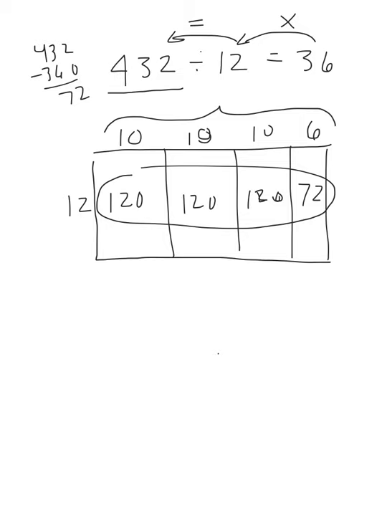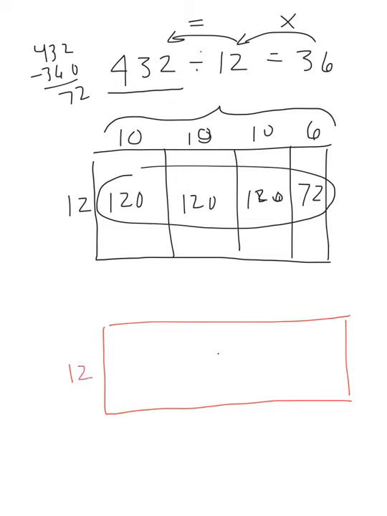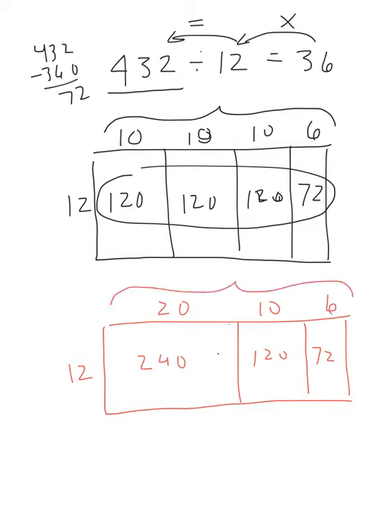You also could have done it this way. Maybe when you think about your bar, you say, well, I can give larger groups than 10. What if I gave 20? Because we know 20 12s is 240. Still give away 10 more, it's 120. Still have the 72 left. So there's our 6. So again, that still gives us our total value of 36.